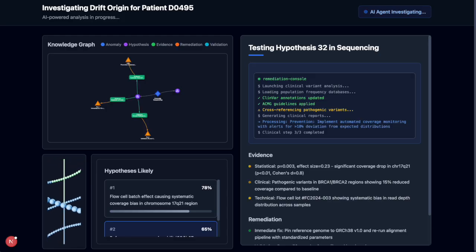When systems detect instability or drift, instead of just flagging errors, the investigator agent evaluates hypotheses, builds a knowledge graph, and actually takes efforts to remediate the issue.